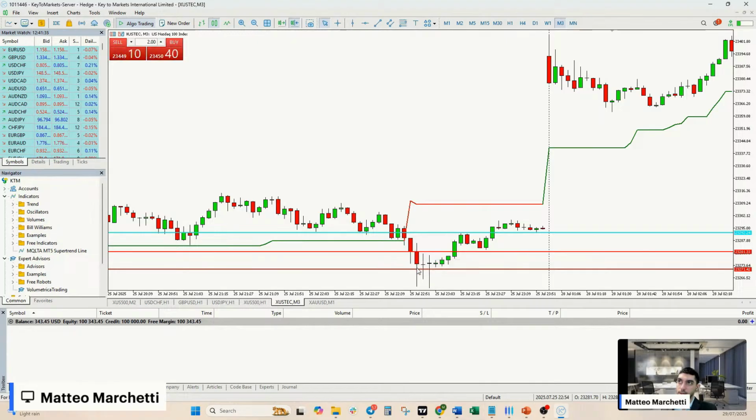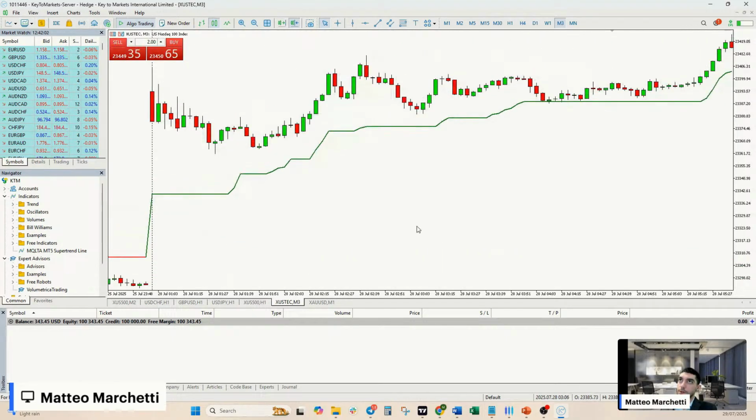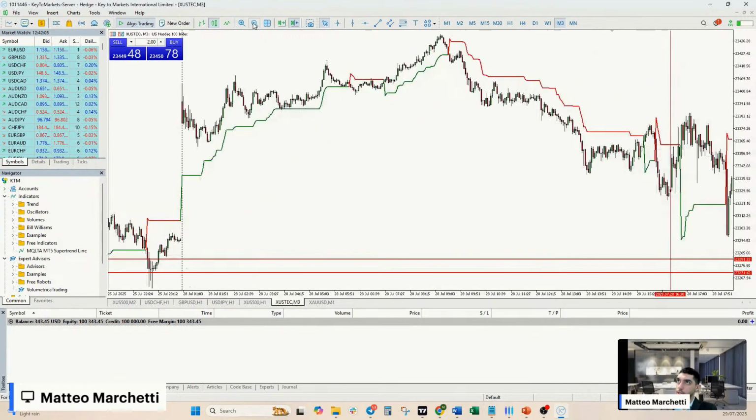As soon as my first take profit is hit, I move my stop loss to break even, and the stop loss is hit exactly here. So even in this case, I have the first trade in profit, the second trade stopped out at break even, but I'm not losing. This is the very important thing. This is a key thing for prop trading.